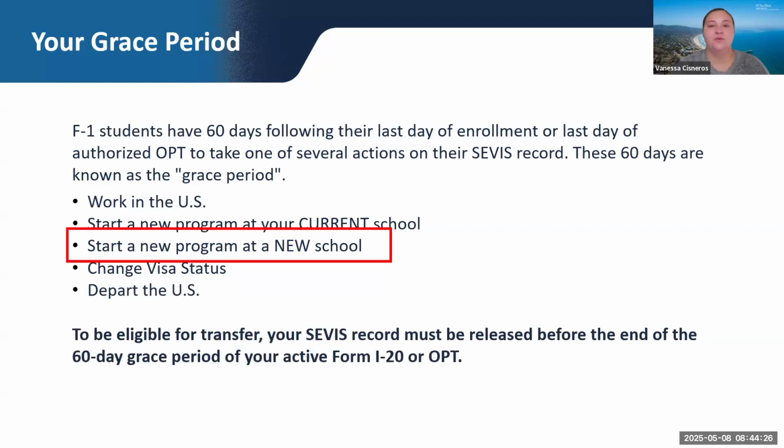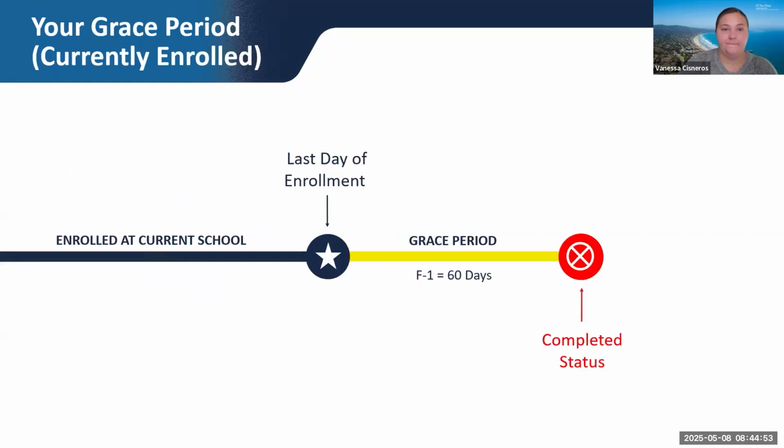In this presentation, we are talking about the action of starting a new program at a new school. This is the SEVIS transfer process. To be eligible for the SEVIS transfer, your SEVIS record must be released to UC San Diego before the end of the 60-day grace period following your last date of enrollment or your last date of authorized OPT. We have some different scenarios we will walk through.